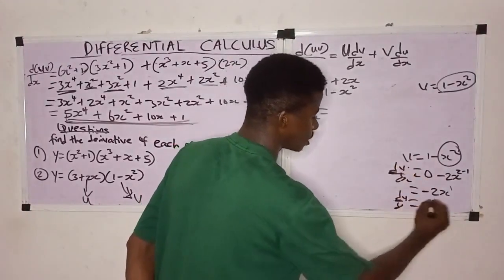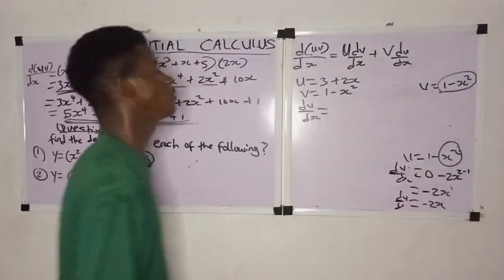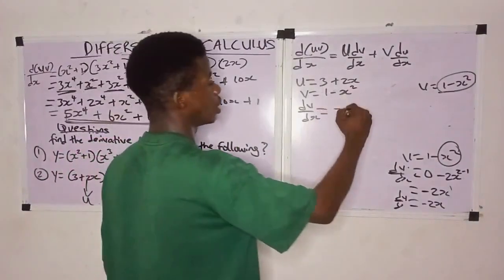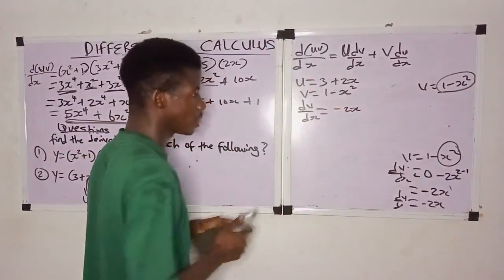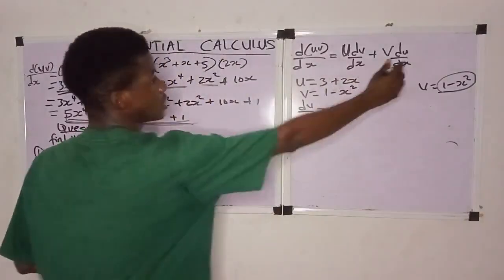So therefore, dv over ds is what? It is minus 2s. Okay, so dv over ds is minus 2s. So we have our dv over ds. What about du over ds now?